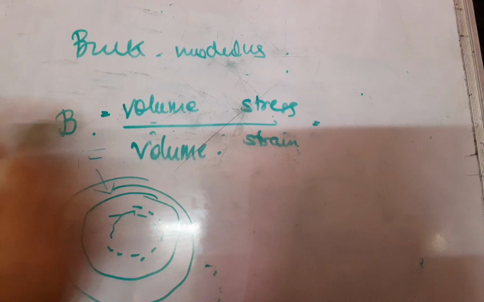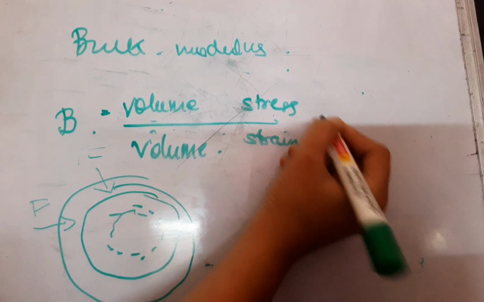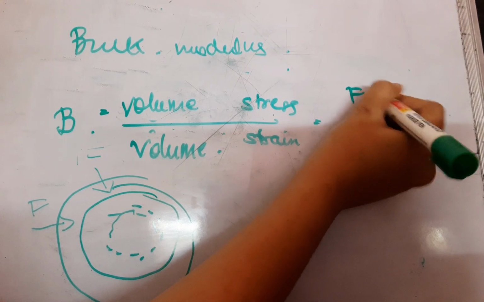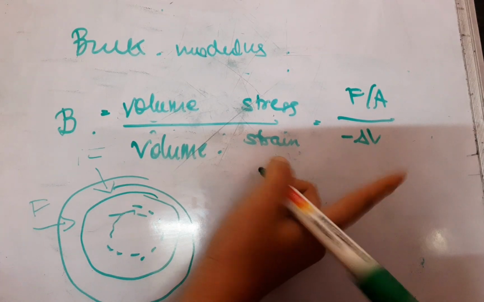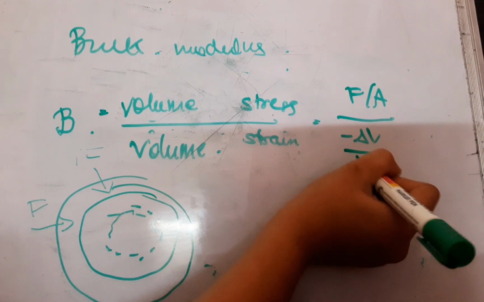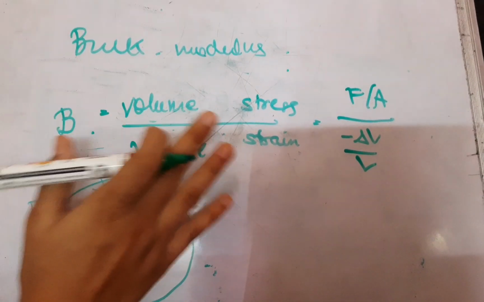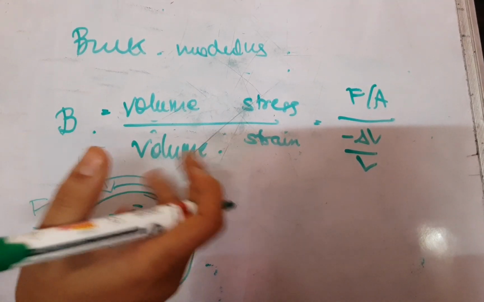Remember. So volume stress is nothing but force upon area. And volume strain is minus delta V divided by original volume. Why? Because I kept minus, because it will be negative. Bulk modulus means you will consider in terms of volume over here.